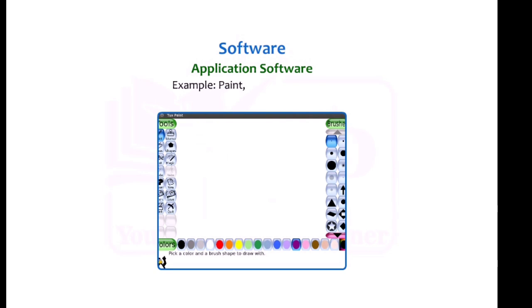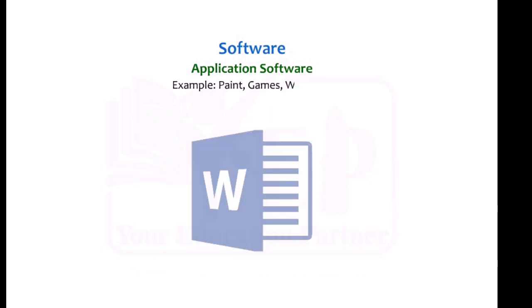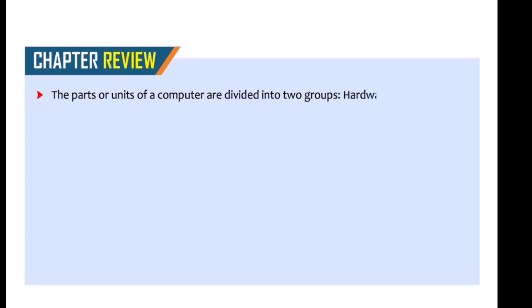Example: Paint, Games, Word, etc. Chapter Review. The parts or units of a computer are divided into two groups: hardware and software.